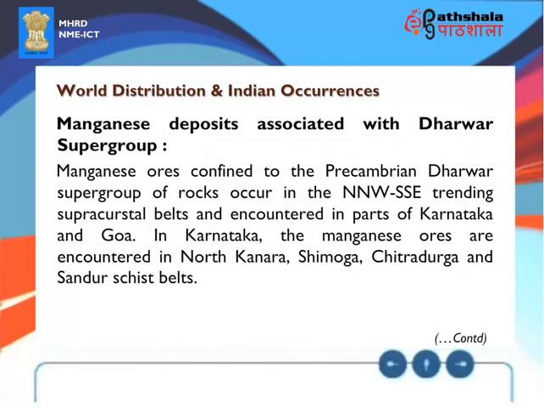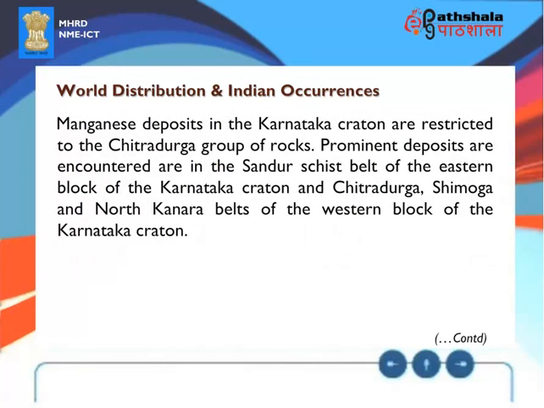Manganese deposits associated with the Dharwar supergroup. Manganese ores confined to the Precambrian Dharwar supergroup of rocks occur in north-northwest to south-southeast trending supracrustal belts and are encountered in parts of Karnataka and Goa. In Karnataka, the manganese ores are encountered in North Kanara, Shimoga, Chitradurga, and Sandur schist belts. Manganese deposits in the Karnataka craton are restricted to the Chitradurga group of rocks.